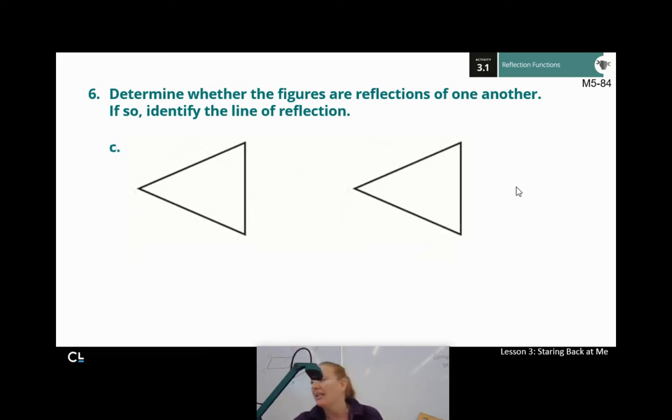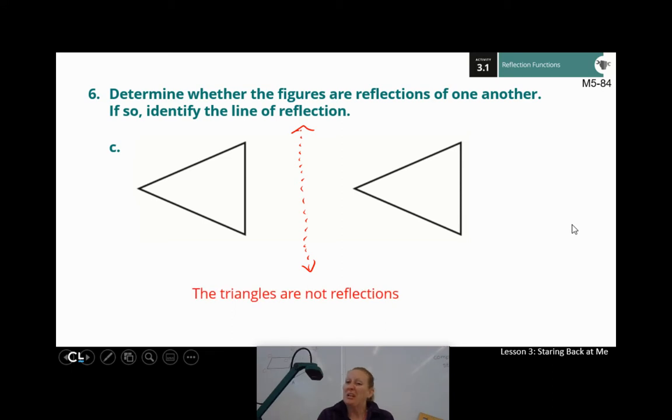Part C, I tried that again. I have this guy and this guy. But I also realized that if I draw a line in between them and try to fold along that line, they wouldn't be reflections. That tip would hit that side and that vertex would hit that side. They wouldn't fold nicely on top of each other. So these triangles are also not reflections of one another. Fair enough. That happens sometimes.